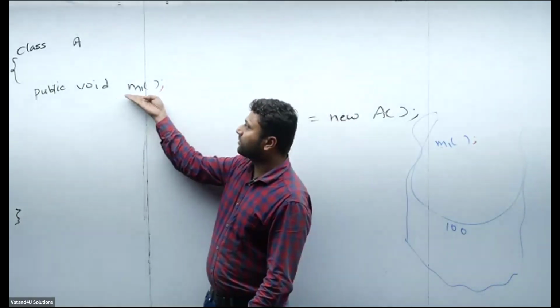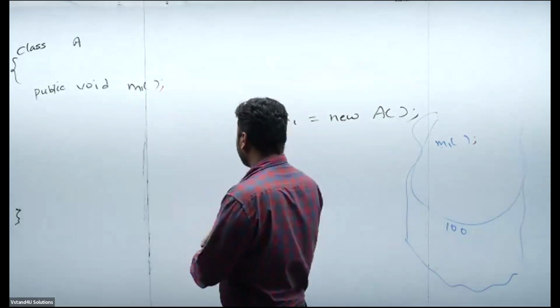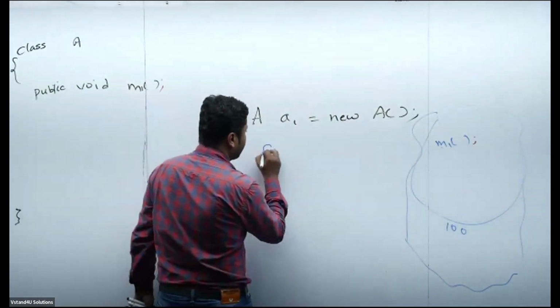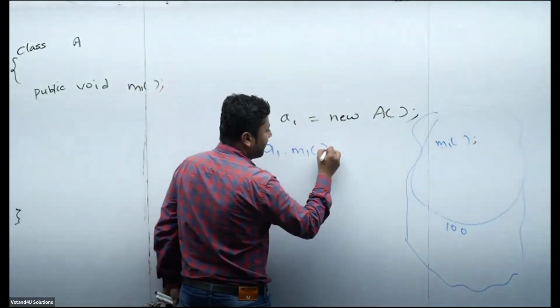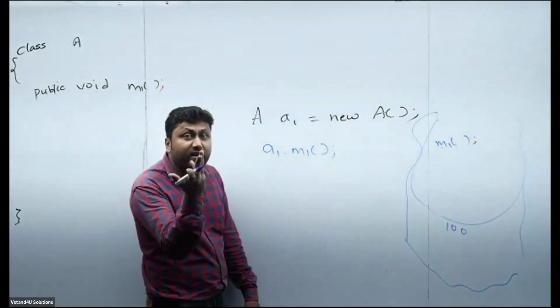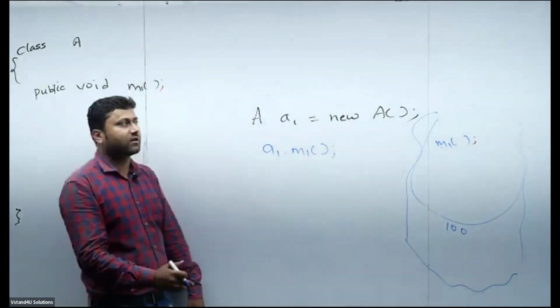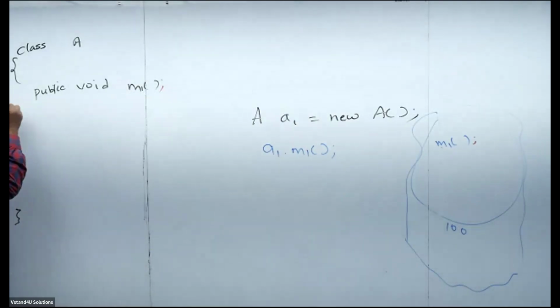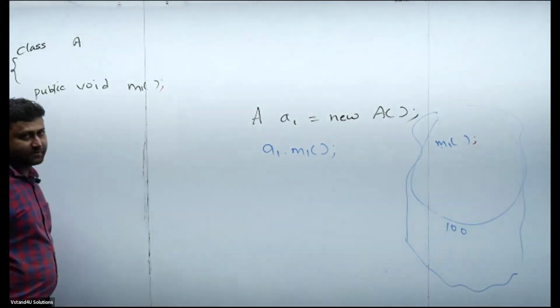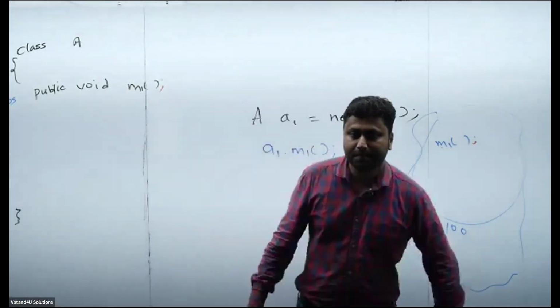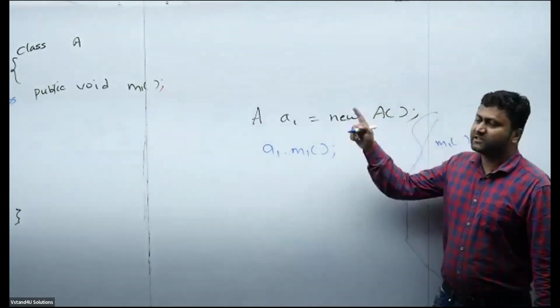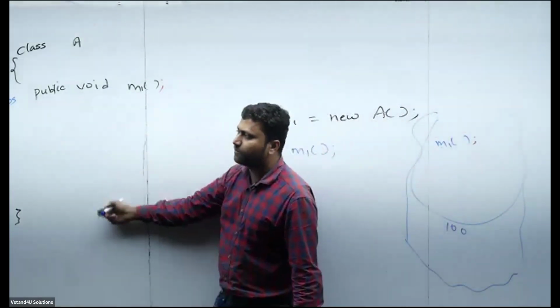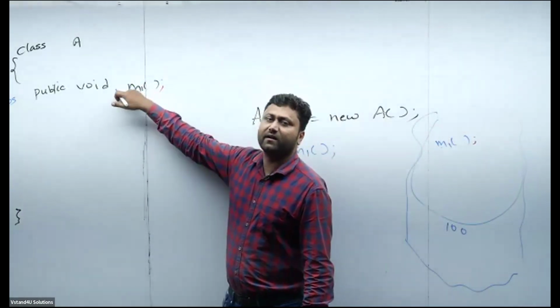We know how to call the method. How do I call this method? I will simply say A1.M1. When I call A1.M1, what will happen? That is not clear because the body is not there. Such methods are marked as abstract. Agree? Everybody clear? Faster.